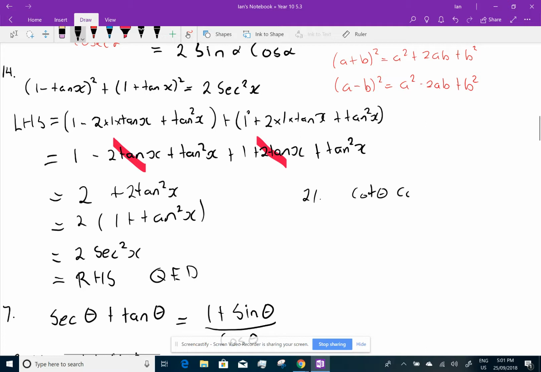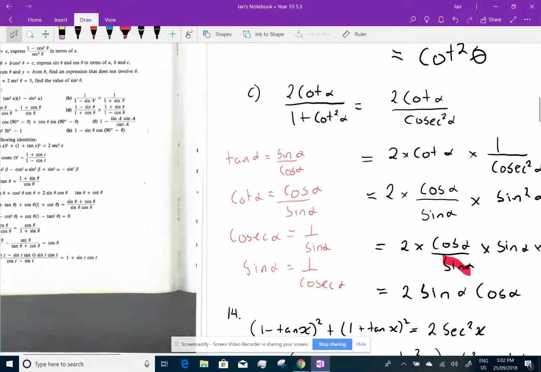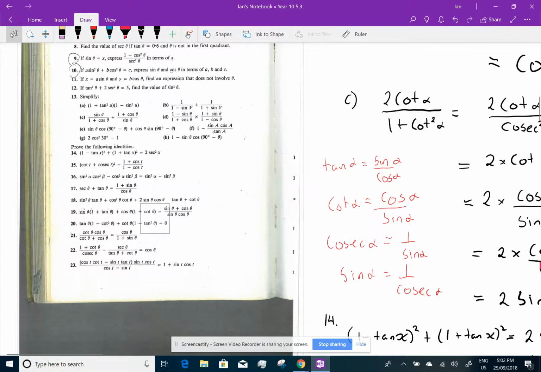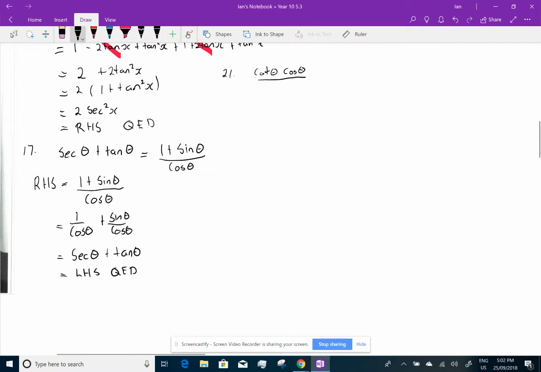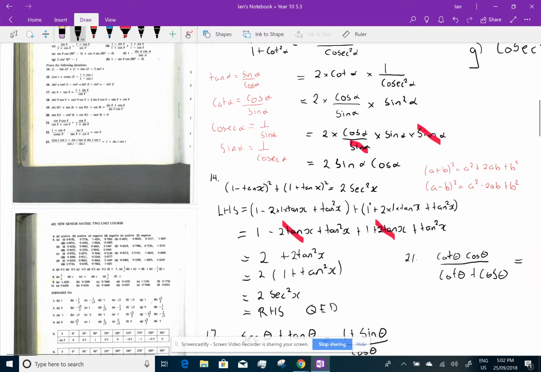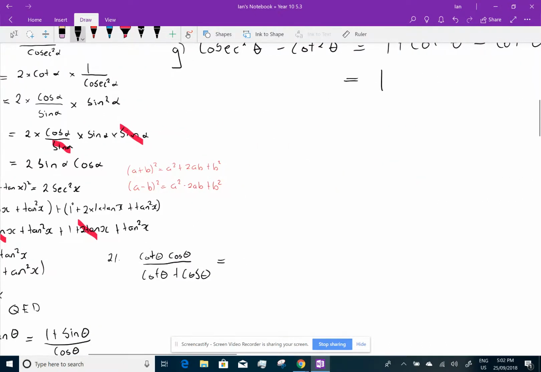Cot theta cos theta over cot plus cos. Cot theta plus cos theta. What's that equal? What do they want us to do with this? Cos theta on 1 plus sine theta.